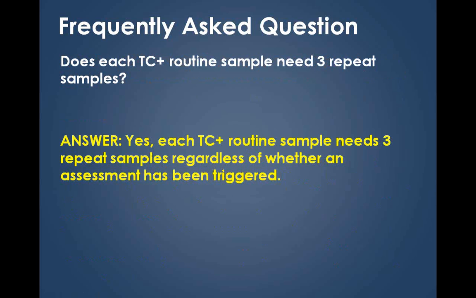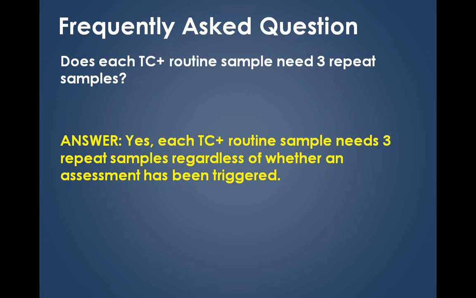Thank you, Nancy. And so then the next question, and this one keeps coming up. As I stated when I was presenting this information, it's a little tricky and it could be interpreted in several different ways when you read the actual language, but this is the intent of the language. Does each TC positive routine sample need 3 repeat samples? The answer is yes. Each TC positive routine sample needs 3 repeat samples regardless of whether an assessment has been triggered. And it's site specific.